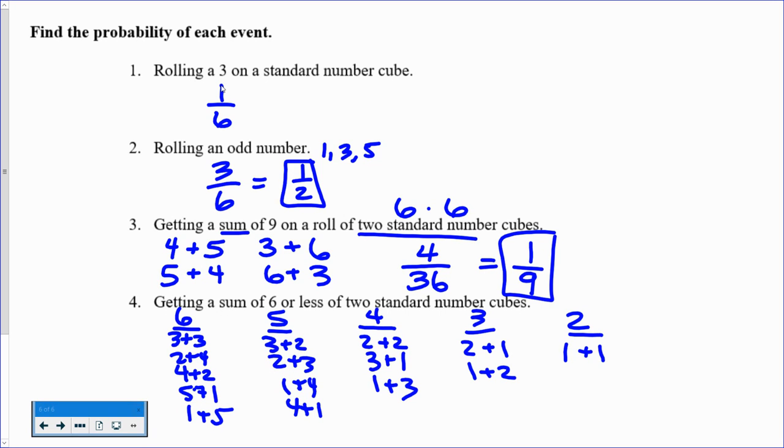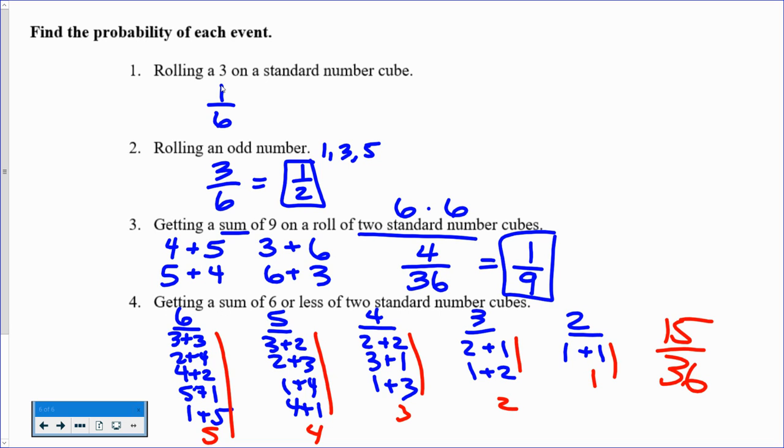Okay, so if I find all these options, I've got 5 options here, 4 options here, 3, 2, 1. What a cute little pattern. So 5 plus 4 is 9, plus 3 is 12, 13, 14, 15 options out of the 36 results. Okay, so I can divide the top and bottom by 3, so I'd get 5 over 12.